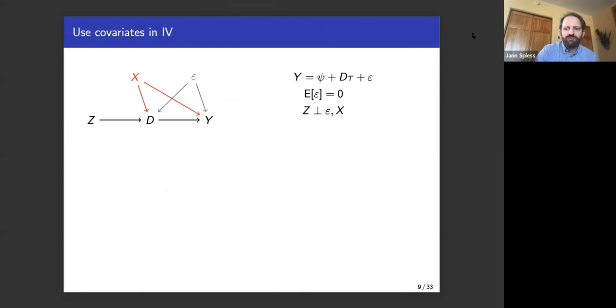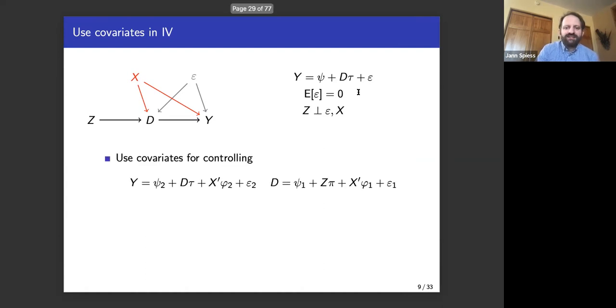So in order to motivate the main results that I want to discuss today, let's consider a very simple linear model with a homogeneous treatment effect, where I'm assuming that some outcome is a linear function of treatment, but that the error term is potentially correlated with the treatment D, and that I therefore want to use my instrument Z in order to get rid of the endogeneity.